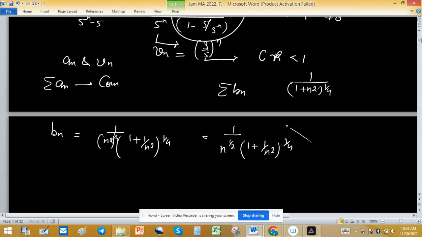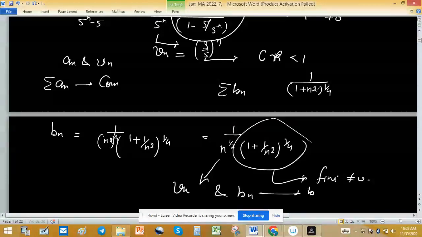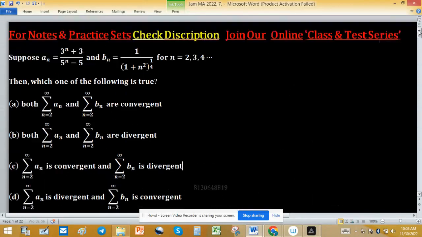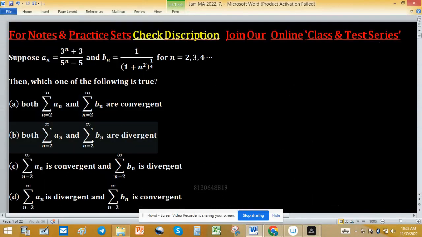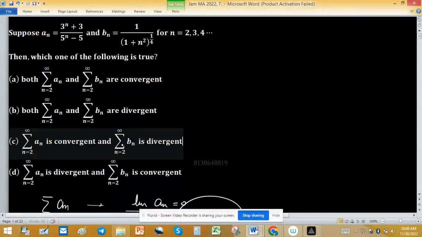Limit of this expression is finite and not equal to 0. That's why consider this as vn. So vn and bn behave alike, and vn is divergent because p less than 1. That's why summation bn is divergent. Now try to find which option is true. Summation an is convergent and bn is divergent. Option C is correct.